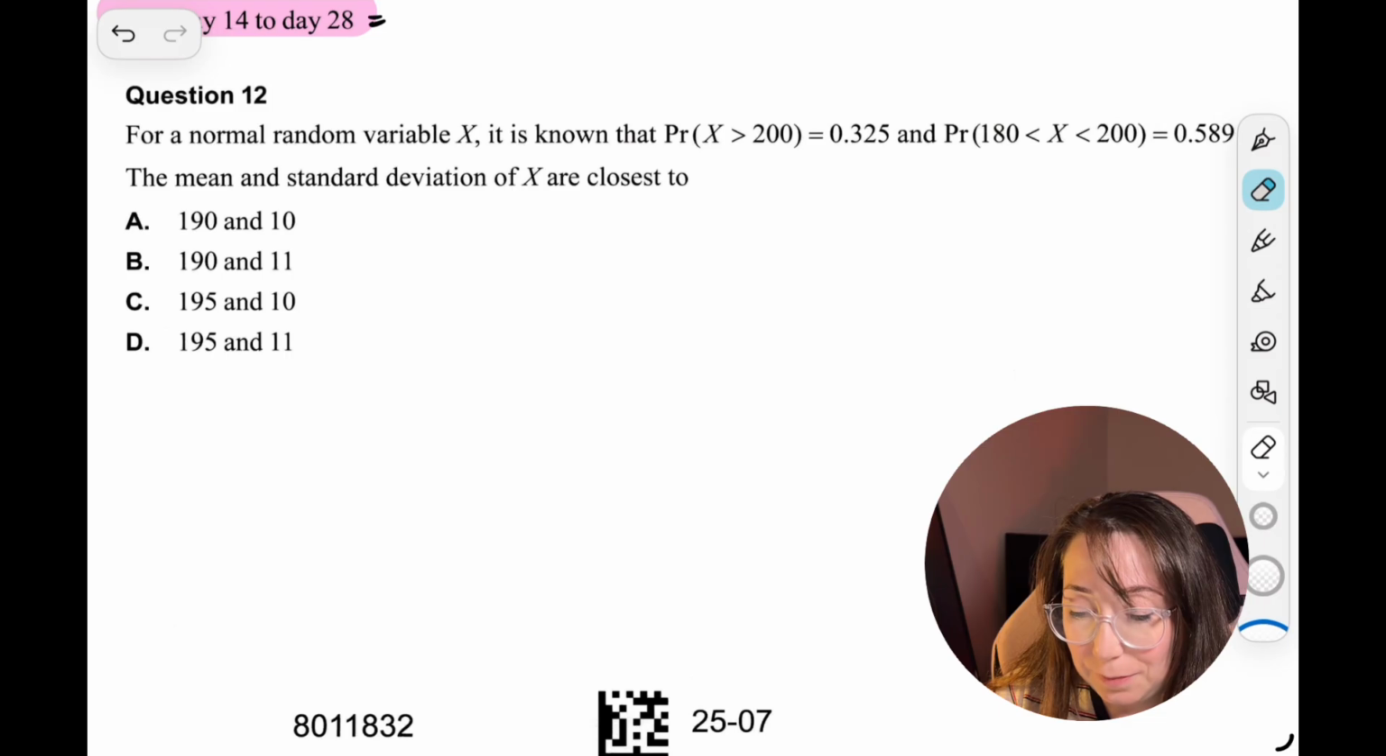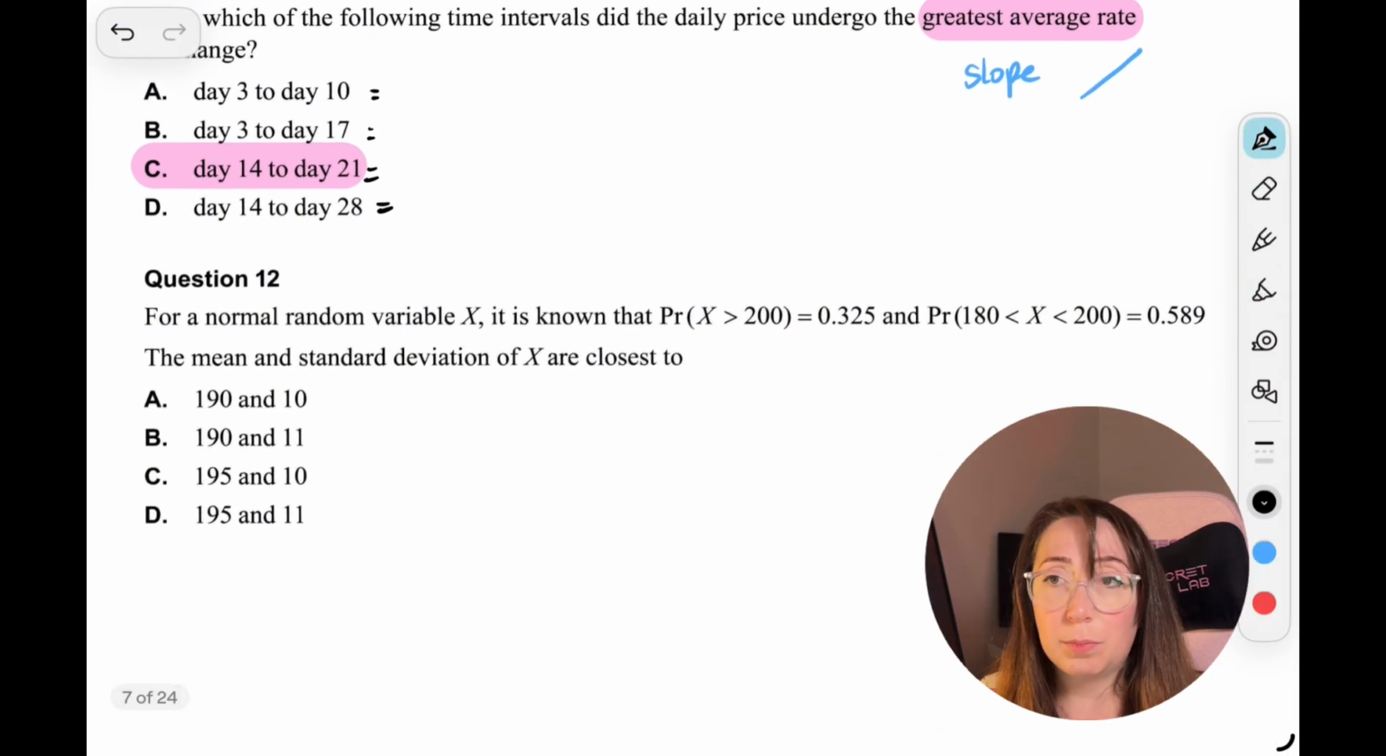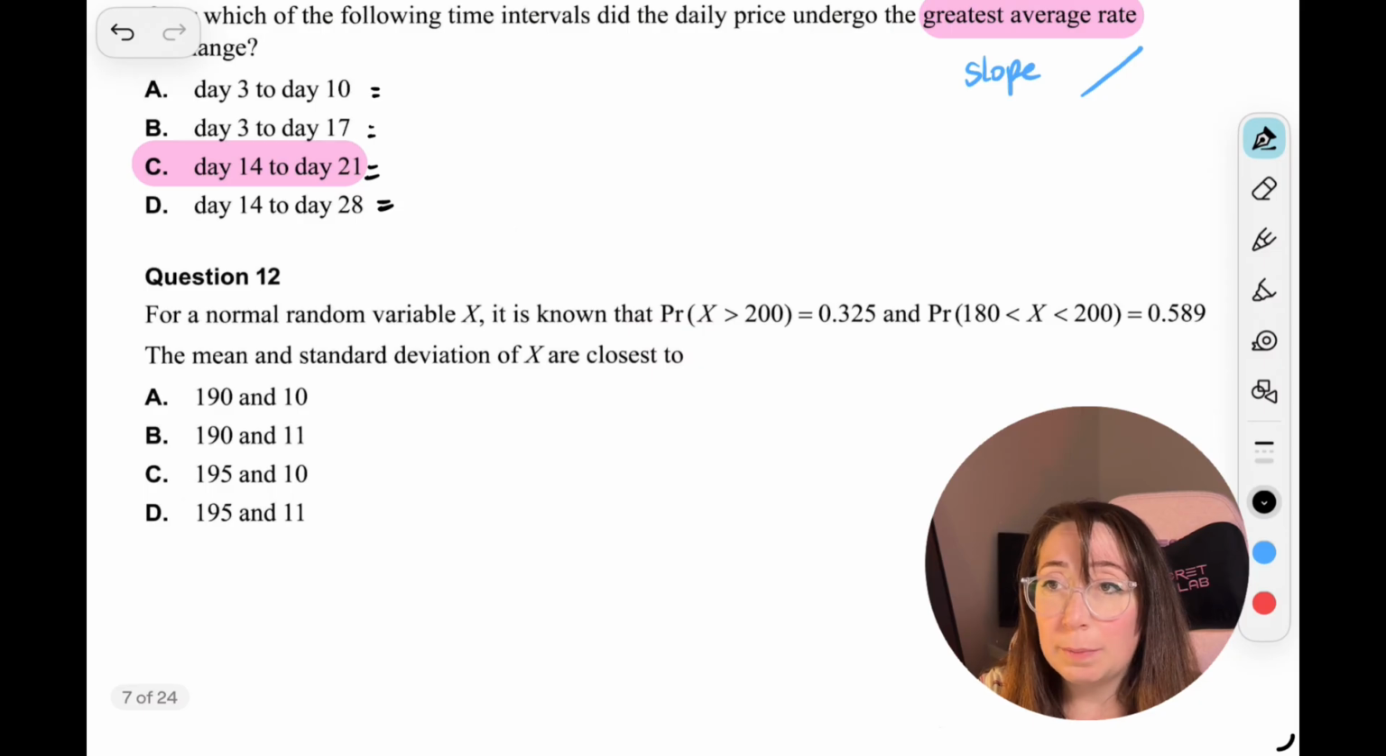On to the next question. So question 12, there's a very specific way to do this question. It does pop up quite often. It's quite a lot for a multiple choice question, so let's try and do it as quickly as we can.